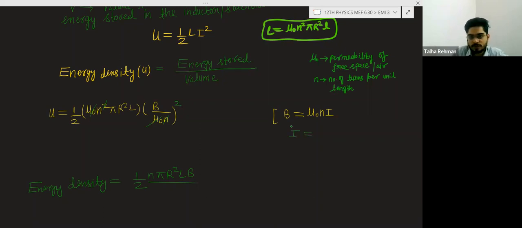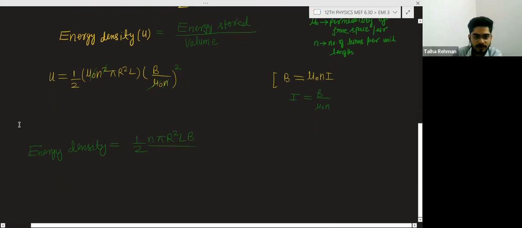I is equal to B divided by mu naught into n. So basically this is the square, so this will become mu naught square. So this will be cancelled out with this, and here will be mu naught. Okay. So I am writing once again.